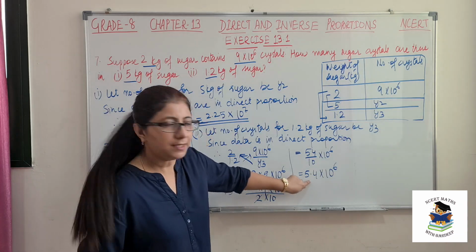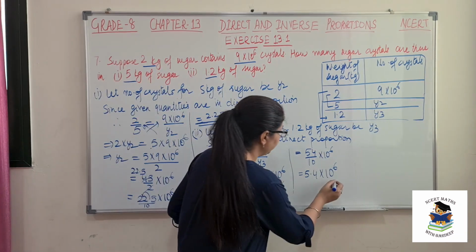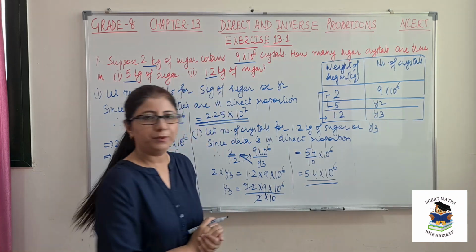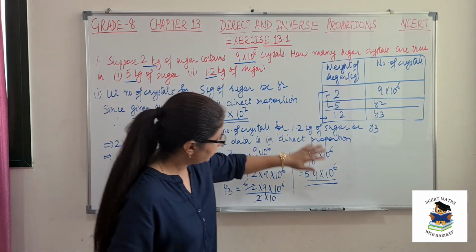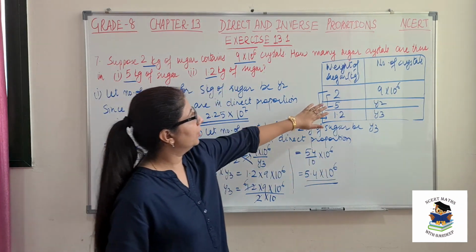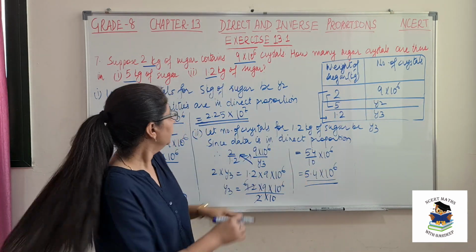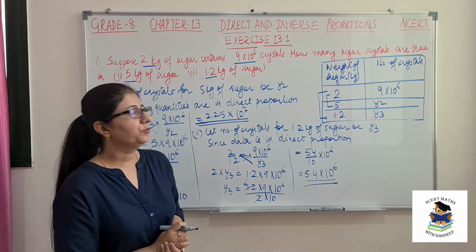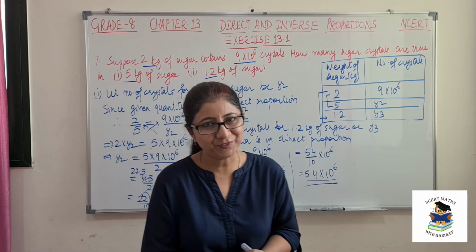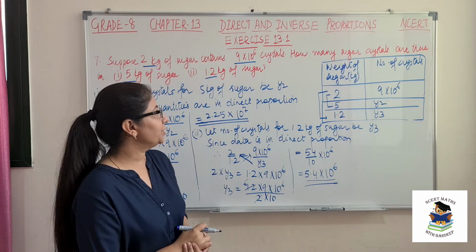Since this is already in standard form, no need of further calculations. We can stop it here. Okay. So this is the value for number of crystals if the sugar is 1.2 kg, and this is the value for number of crystals if the sugar is 5 kg. So I hope this question is clear.